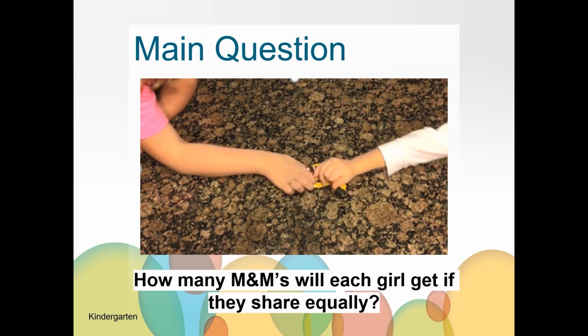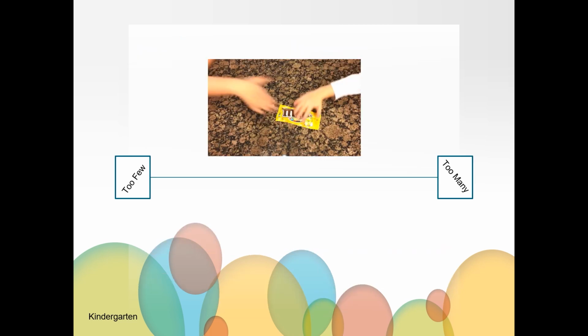Here is our question we're trying to solve. How many M&Ms will each girl get if they share equally? Before we solve the problem, let's make a guess or an estimate of about how many M&Ms each girl will get. Before you make an estimate or a guess, think about a guess that would be too few and too many M&Ms for each girl to get. Think about the video and what you already know to make your guess.